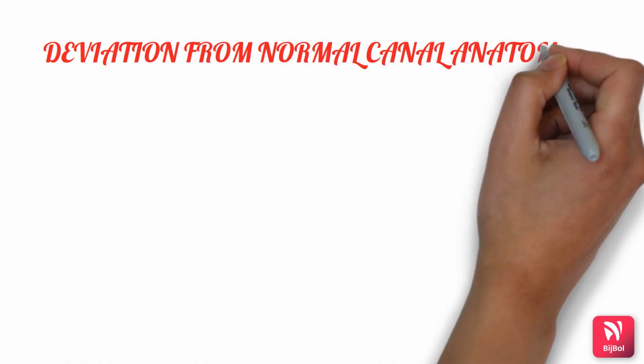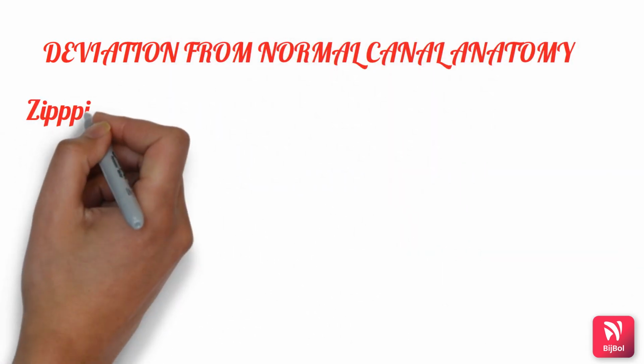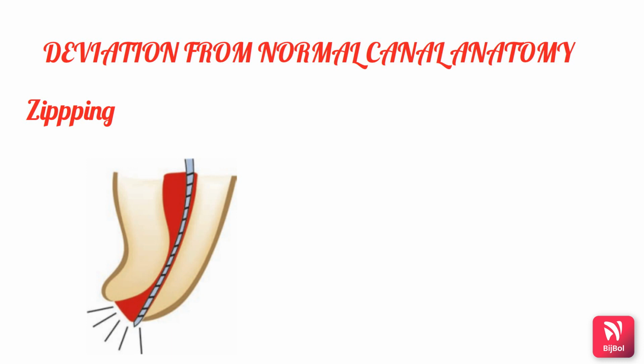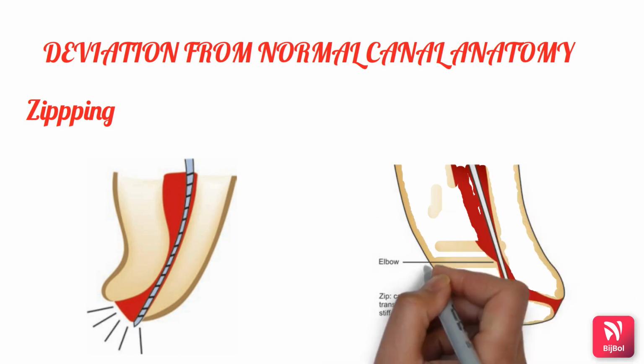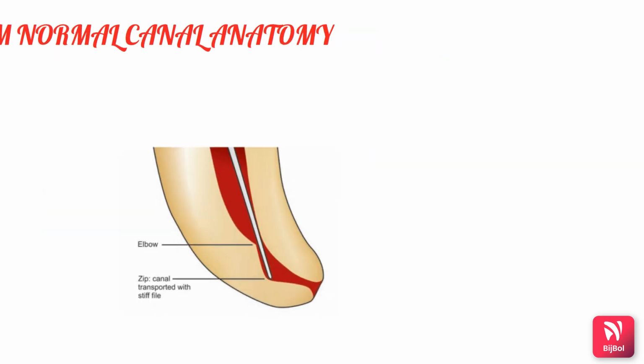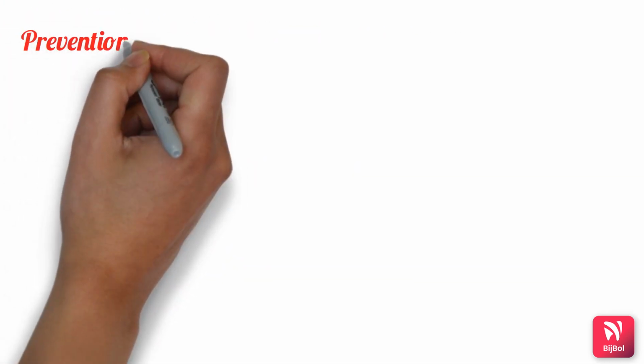Now we'll see the deviations from the normal canal anatomy. In that, zipping is nothing but the transposition of the apical portion of the canal due to improper shaping technique. This gives the shape of an hourglass, foraminal rip, or teardrop. And an elbow is formed when the file is rotated in a curved canal, a biomechanical defect forming coronal to the elliptically shaped apical seat. This is the narrowest portion of the canal.